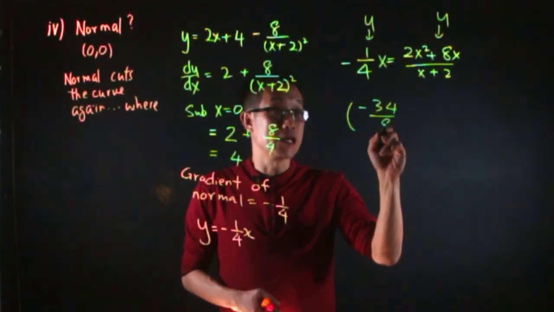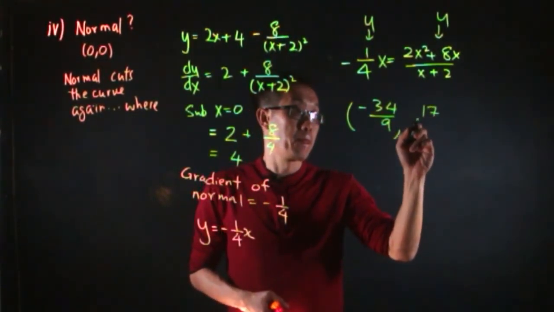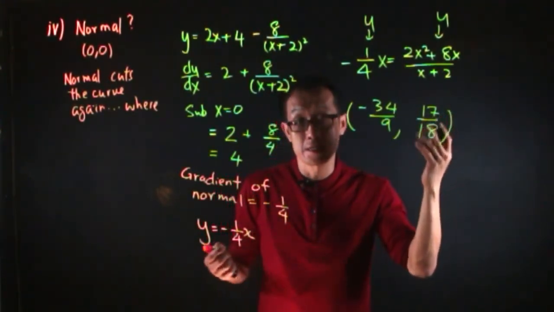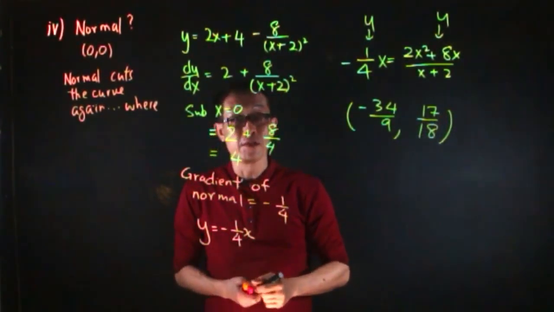But of course, in decimal form. Okay, I leave the last part, the GC part, to you.